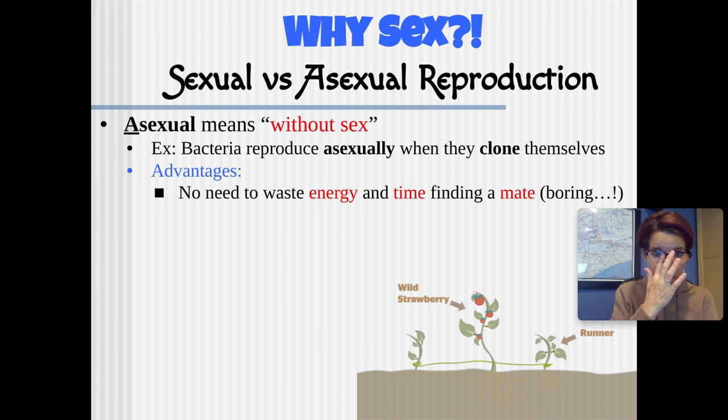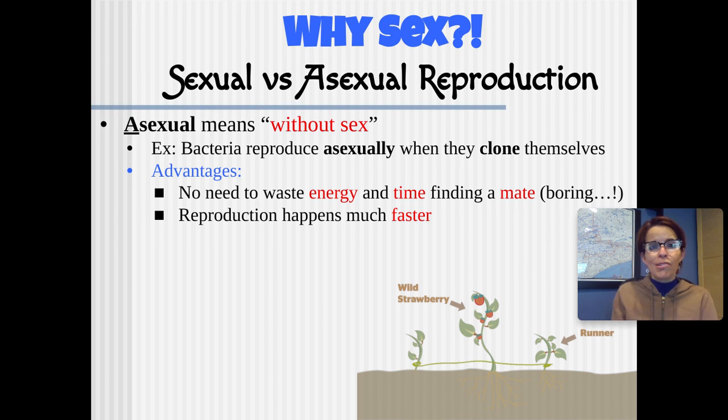Advantages, there's no need to waste energy and time finding a mate. Now, we think that's fun to spend time finding a mate, but it takes a lot of time and energy. So they're much more efficient at reproducing. Remember, they can copy themselves every 20 minutes. It takes us 25 years to have a baby. So reproduction happens much faster.